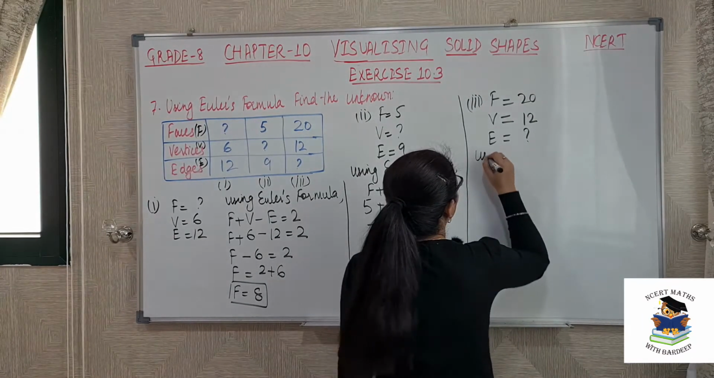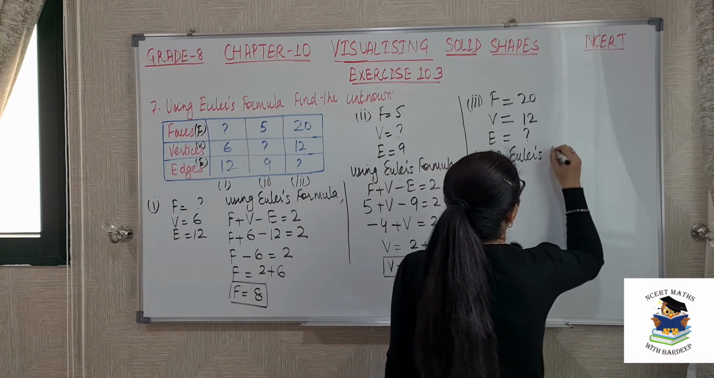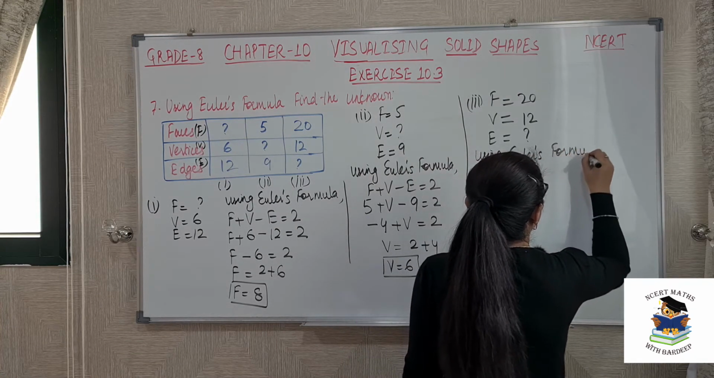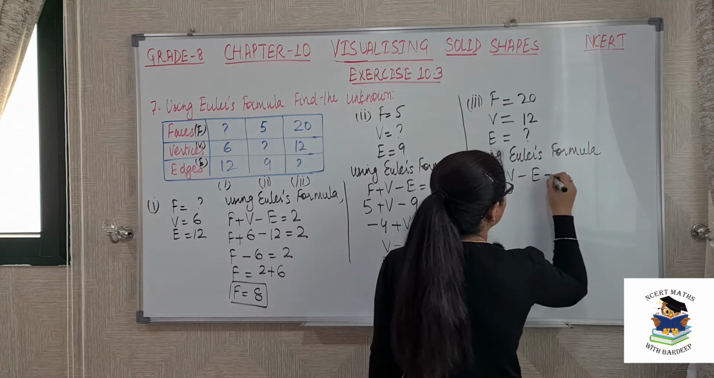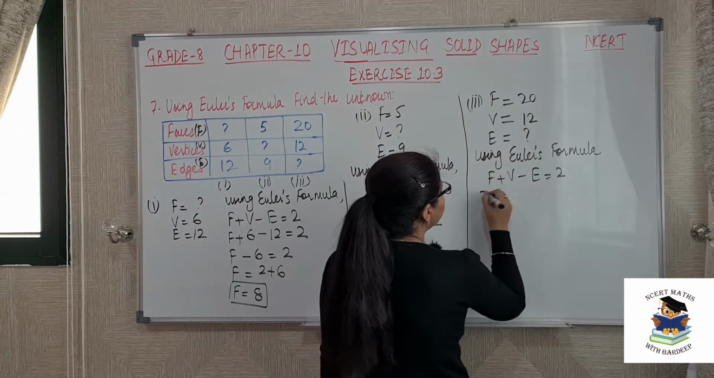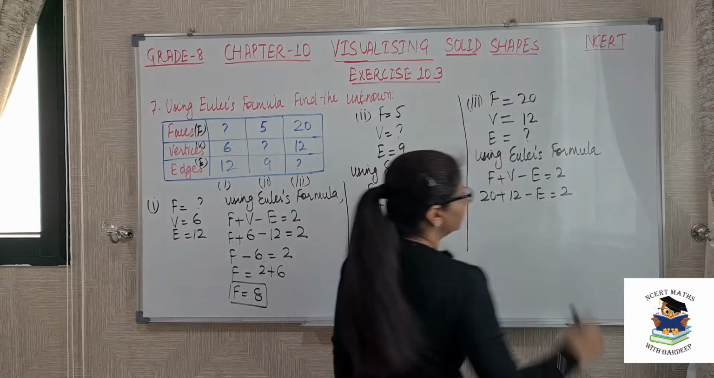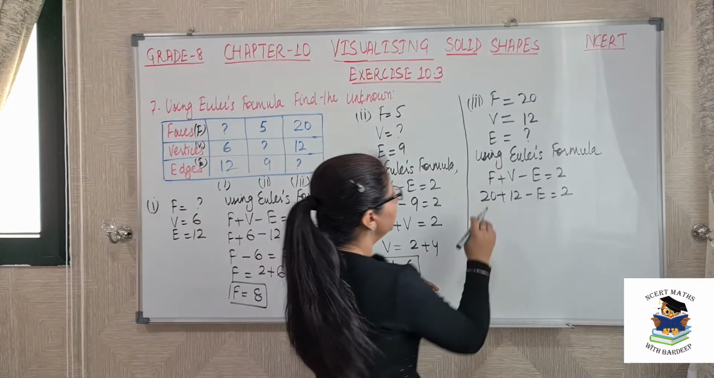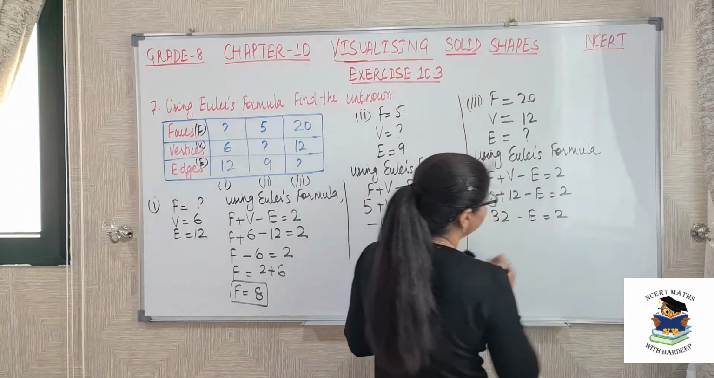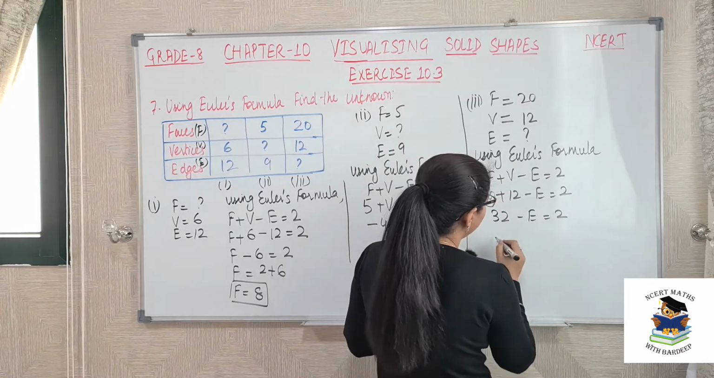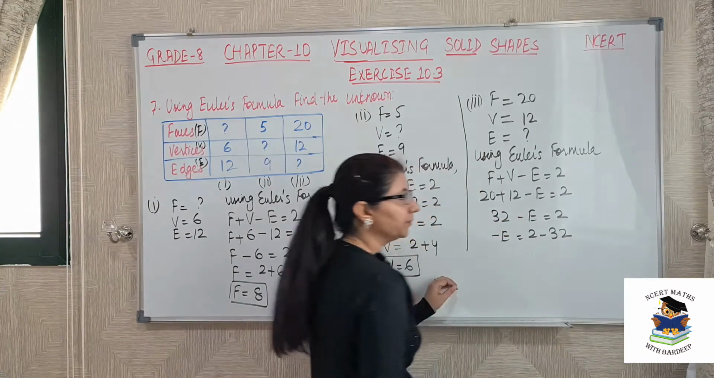Again substitute the values. So using Euler's formula, F plus V minus E should be 2. F is 20, V is 12 and edges we should find. Correct? So 20 plus 12 is 32 minus E equals to 2. So this 32 we will shift. So minus E is equal to 2 minus 32.